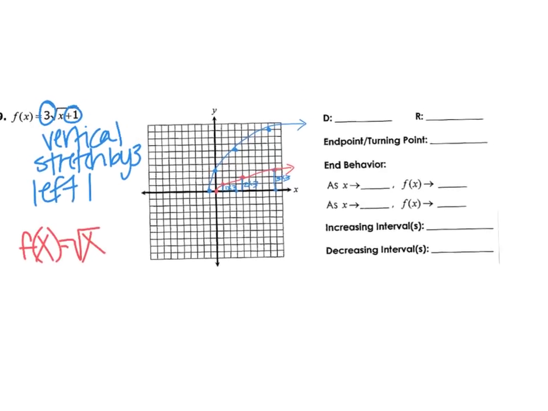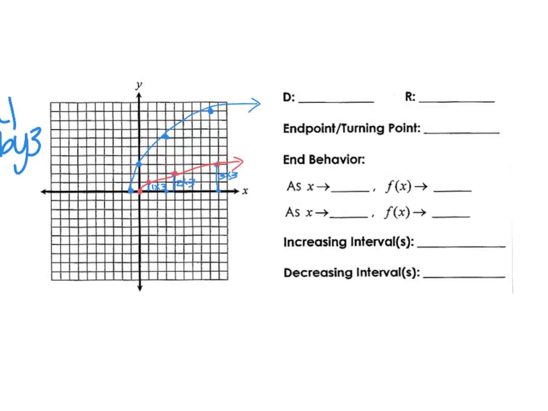Now, we've got to describe all of our key characteristics of this graph. So the domain. We're starting at -1 and going to the right forever. So our domain is including -1 to infinity. Our range doesn't change. We start at 0 and go up forever. So our range is including 0 to infinity. Our end point or our turning point is our new starting point right here. So it's going to be -1, 0. That's our end point.